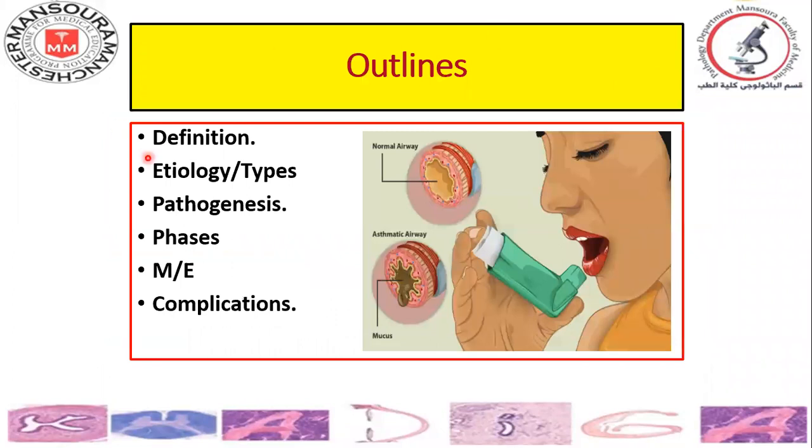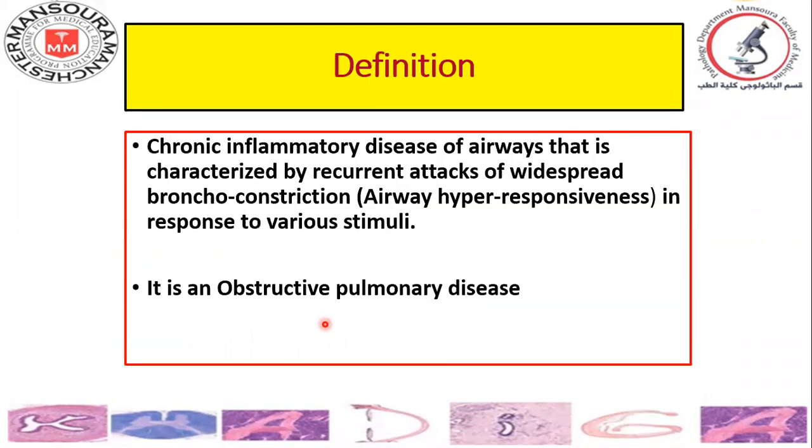In our lecture today, we are going to talk about the definition, pathologic types, pathogenesis of bronchial asthma, microscopic examination, and complications. To start with the definition of bronchial asthma.